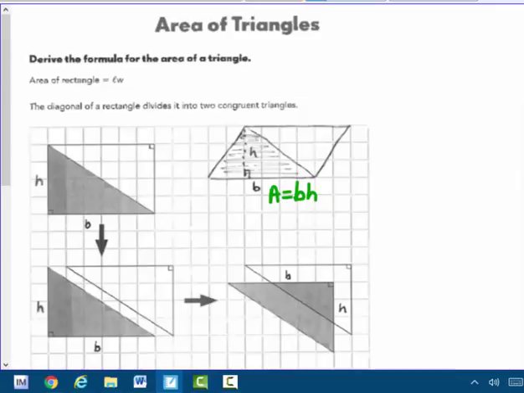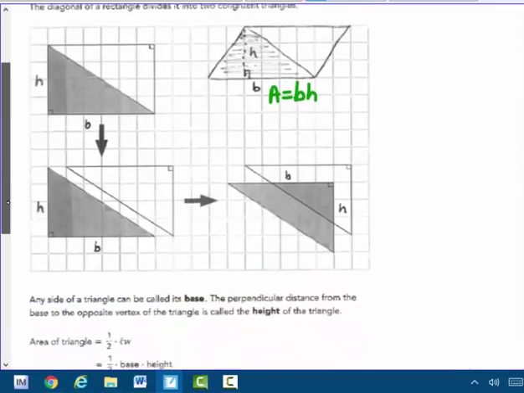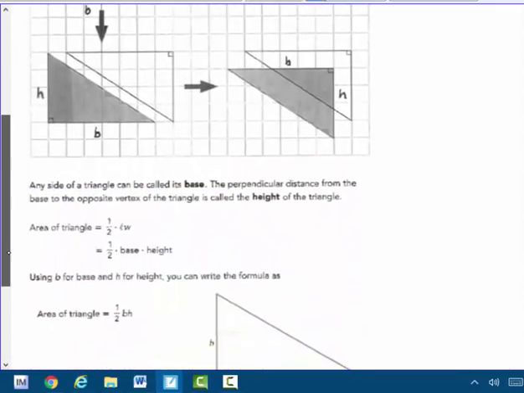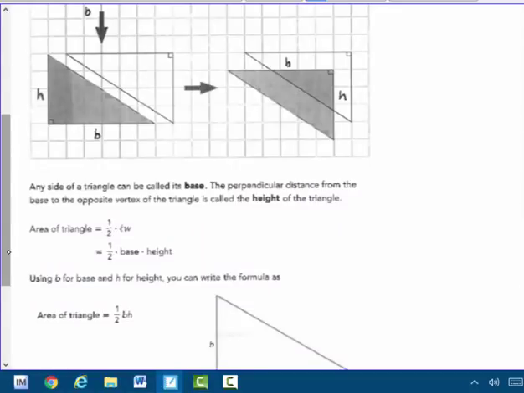And you can see that the base and the height are labeled in these pictures. It doesn't really matter which side you call the base and which side you call the height. Any side of the triangle can be called its base. The perpendicular distance from the base to the opposite vertex of the triangle is called the height. So that 90 degrees, that's what perpendicular means, it intersects at a 90-degree angle from the base to the opposite vertex. So, for instance, this base to its opposite vertex.